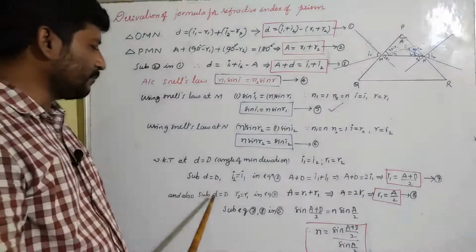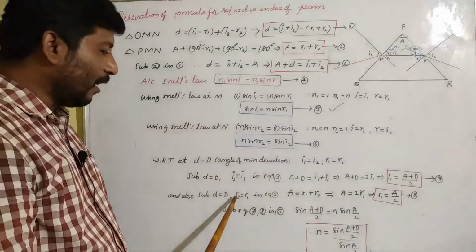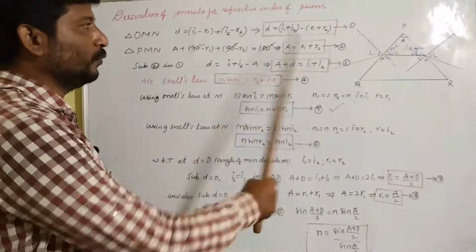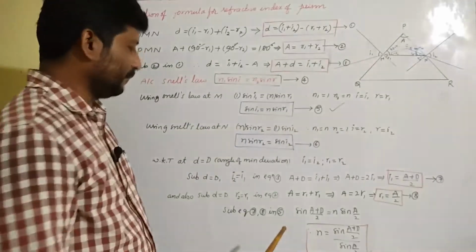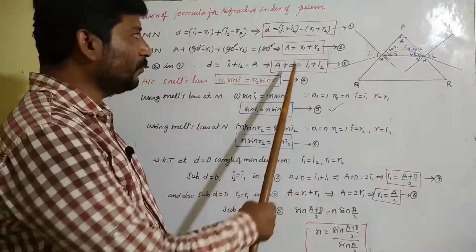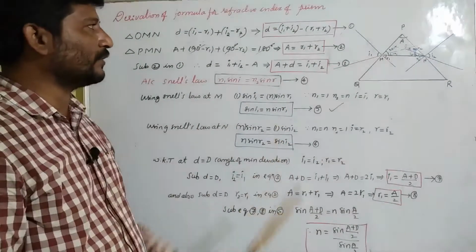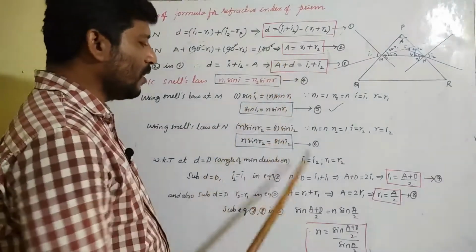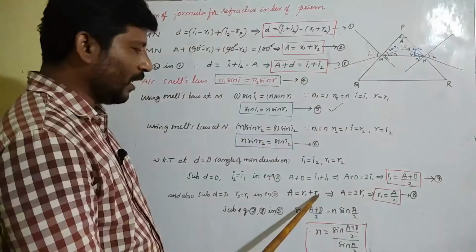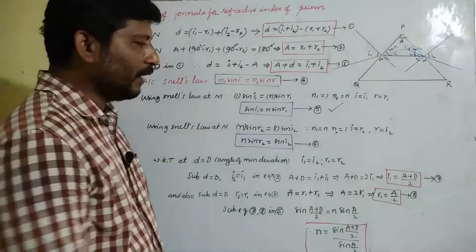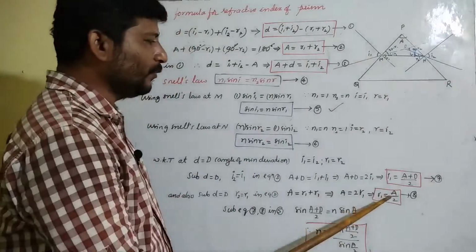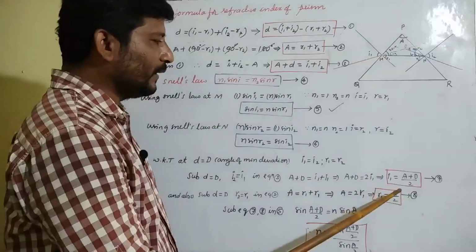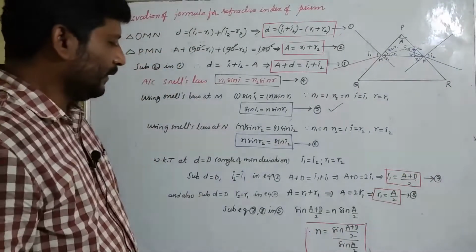And also substitute small d equals capital D and R2 equals R1 in equation 2. In equation 2 we do not have any D term, so no need to substitute. A equals, instead of R2 we write R1, so A equals 2R1, therefore R1 equals A by 2, equation number 8. Substitute the I1 value and R1 value, that is equations 7 and 8, in equation 5.